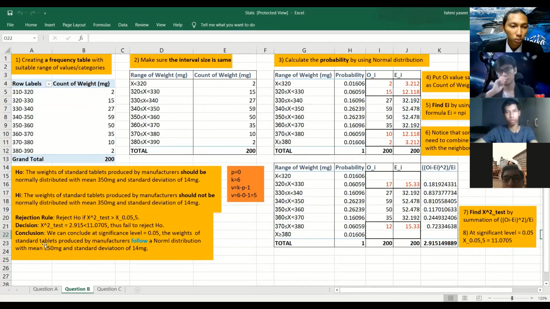So in conclusion, we can conclude that at significance level 0.05, the weight of standard tablet produced by the manufacturer follows a normal distribution, with mean 350 mg and standard deviation of 40 mg. So that's all from question B. Move to the next question.